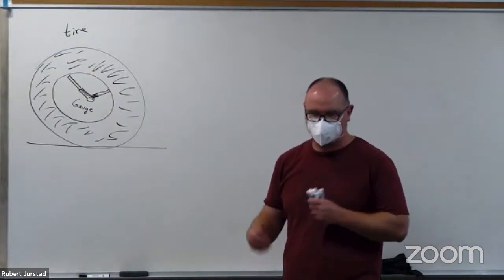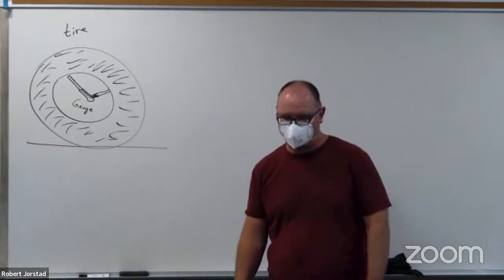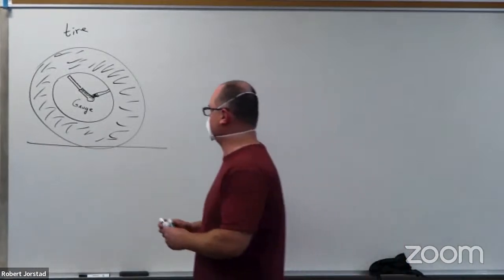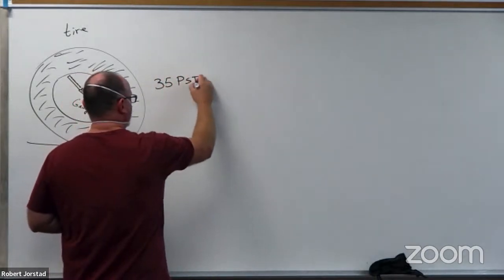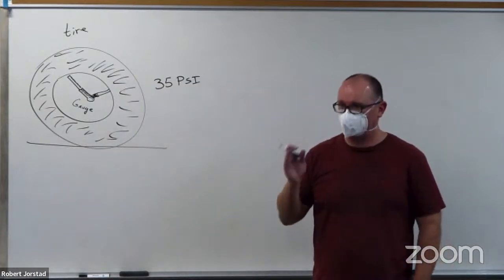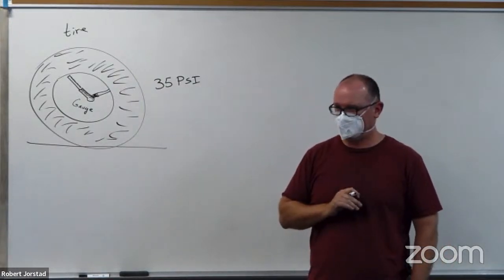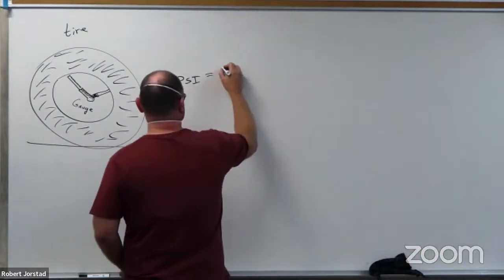Does anybody know a typical normal sedan tire pressure that is used? 35 PSI is typical. That is not the air pressure in the tire. That's the pressure that the gauge reads. So I'm going to call that gauge pressure.